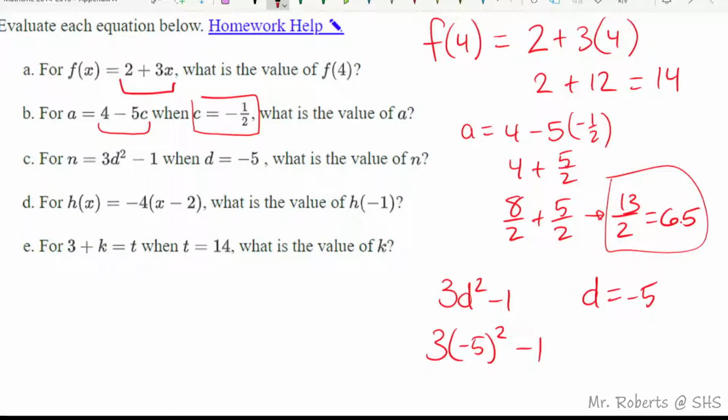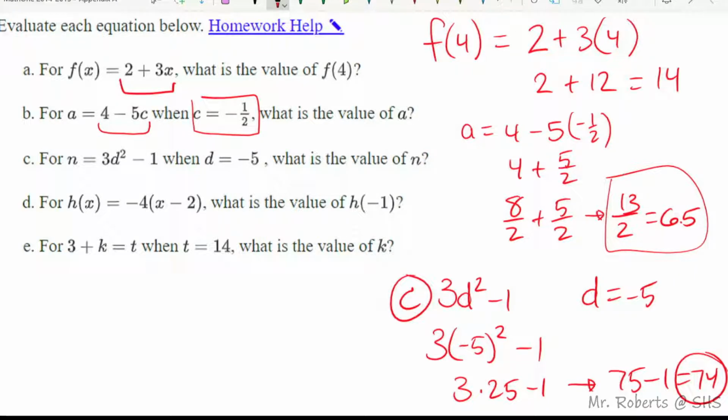So I'm looking at 3 times this number -5, and I'm going to square that, and I'm going to decrease it by 1. Well, -5 squared is -5 times -5, which is positive 25. So I'm looking at 3 times 25 minus 1, which looks like 75 minus 1, which is the number 74. So if I plug -5 into that, I should get positive 74. And that was part C. 2 more. Let's look at D.